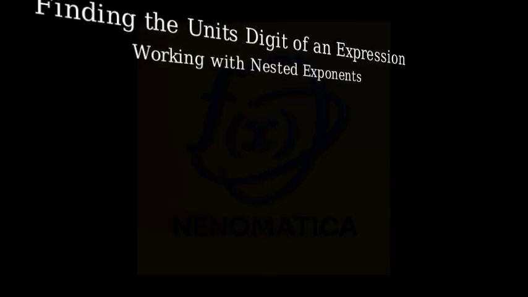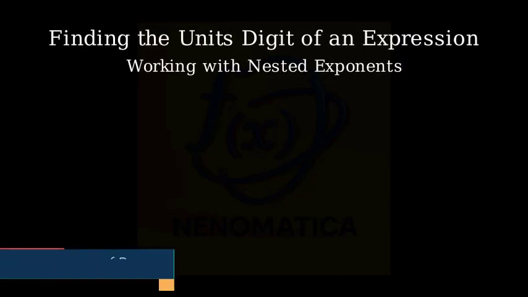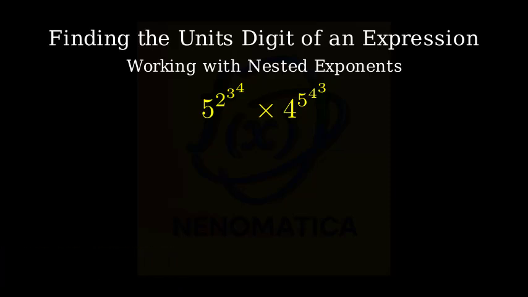In this video, we'll determine the units digit of a complex expression with nested exponentiation. We'll solve this step by step, focusing on the number theory patterns that emerge. Let's look at the following problem. Find the units digit of 5 raised to the power of 2 raised to 3 to the power of 4, multiplied by 4 raised to the power of 5 raised to 4 to the power of 3.